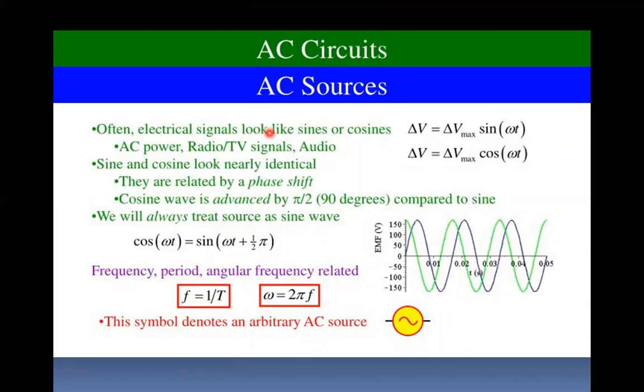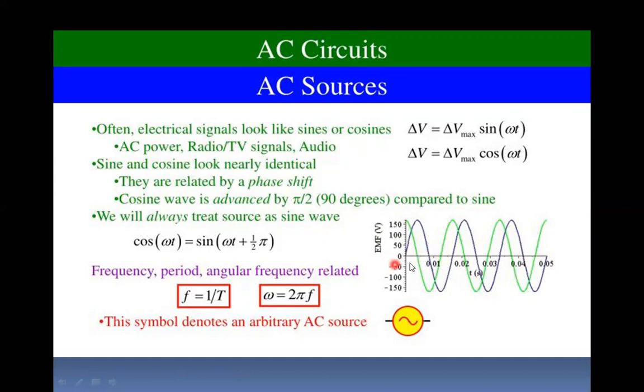Often electrical signals look like sines or cosines. We normally use AC with any appliances at home as well as in commercial or industrial settings. Sine and cosine are identical. If you see this graph, this is an alternating signal. The one in blue is a sinusoidal wave, a sine wave, and the one in green is a cosine.